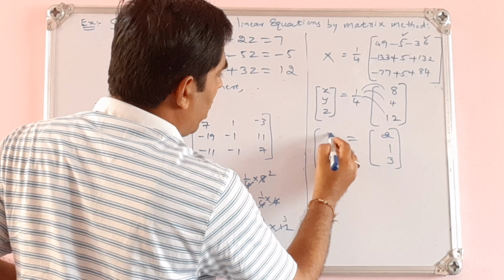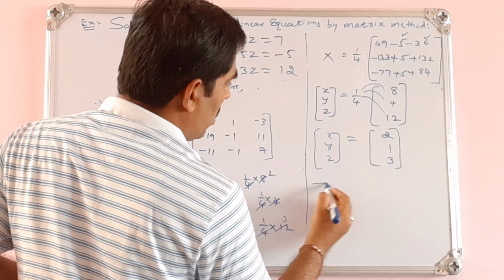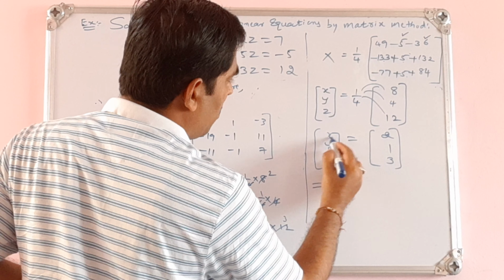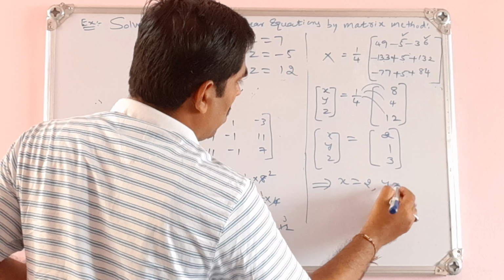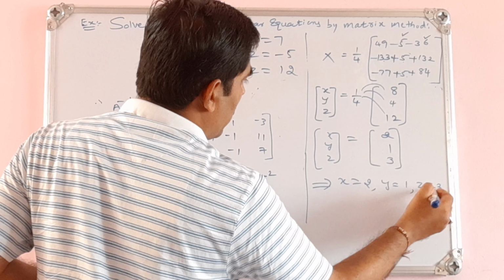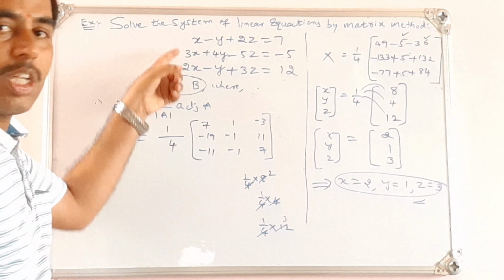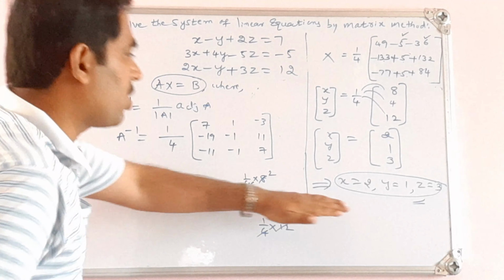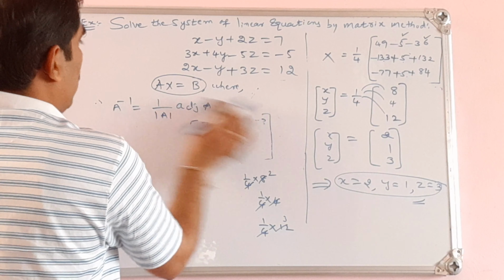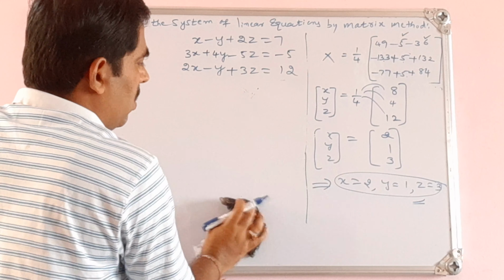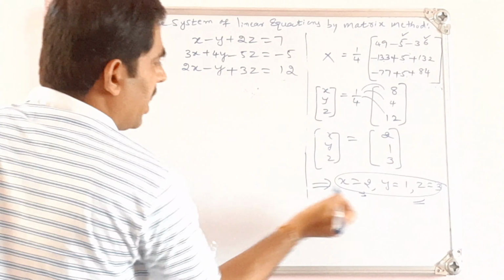So on the left hand side, I have another column matrix x, y, z. So by equality of matrices, compare the corresponding elements. X is equal to 2, y is equal to 1, z is equal to 3. These are the values of the given system of equations. Okay, so your solution ends here. This will be the end of the problem here.